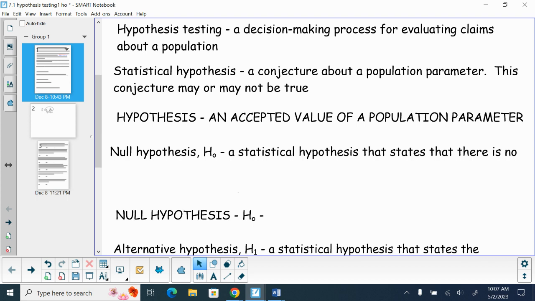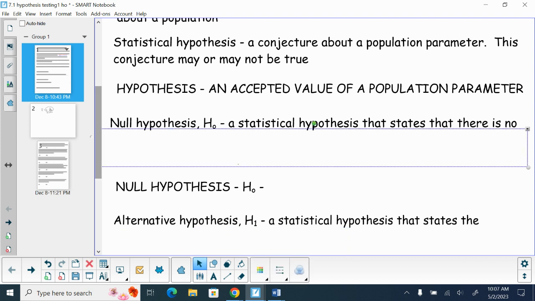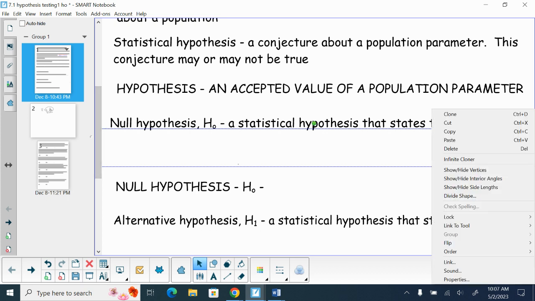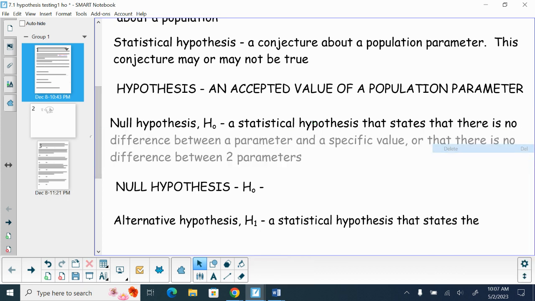The null hypothesis. We have two different types of hypotheses. We have the null hypothesis, which is a statistical hypothesis that states that there is no difference between a parameter and a specific value, or that there's no difference between two different parameters. We'll test just one value, and then we'll make a comparison. As we go through this, we'll compare two statistical means.